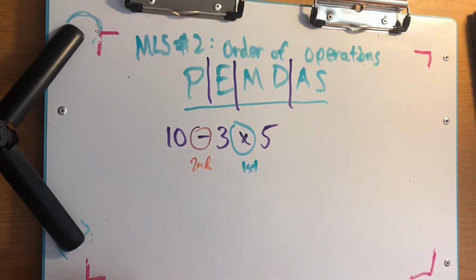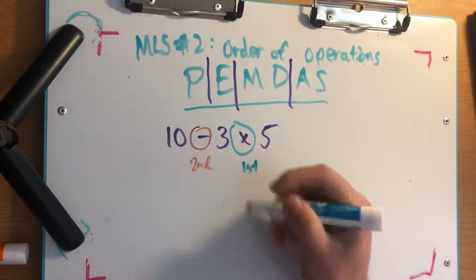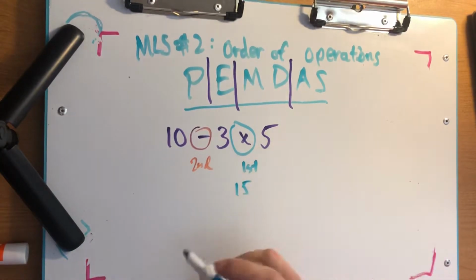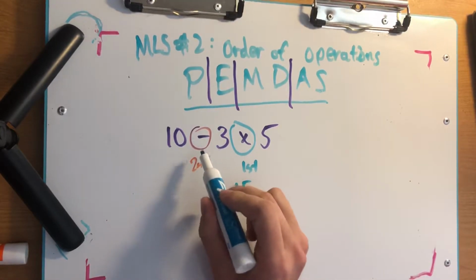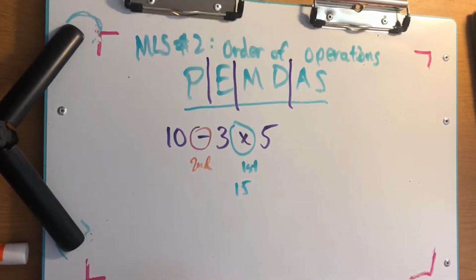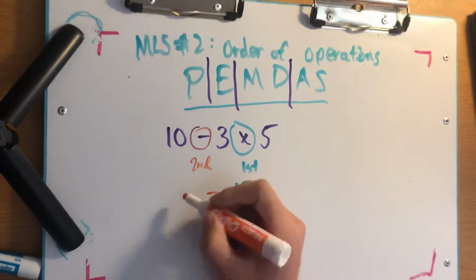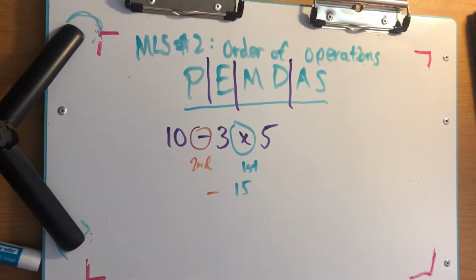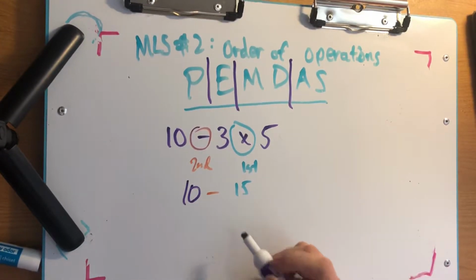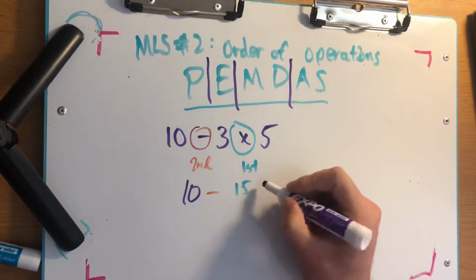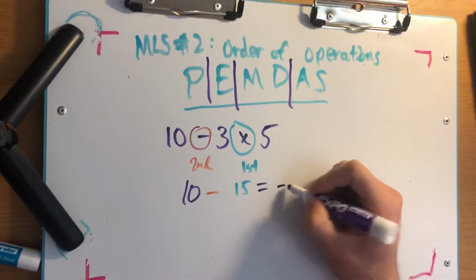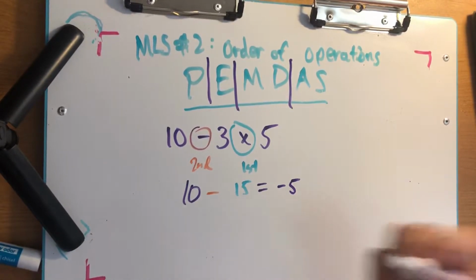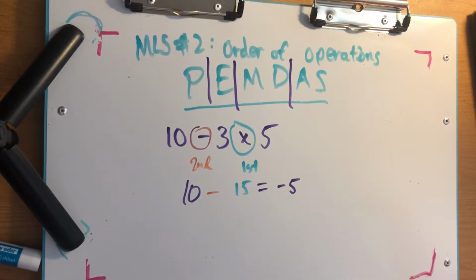If we multiply those two, we end up getting 15. And then, because we're subtracting, we're copying that sign over, and we write all the previous parts that we didn't use. We do 10 minus 15, and we end up with an answer of negative 5. Right? Pretty simple, pretty straightforward. We did those two things.